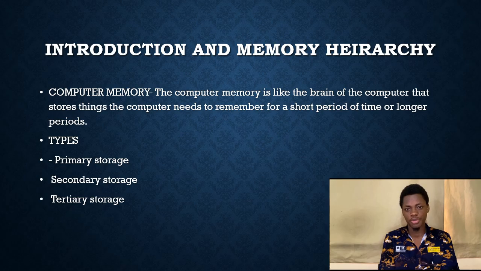So what is a computer memory? A computer memory is like the brain of the computer that enables the computer to store information, whether temporarily or permanently, that can be accessed in the future. We have three types of computer memory: the primary storage memory, the secondary storage memory, and finally the tertiary storage memory.